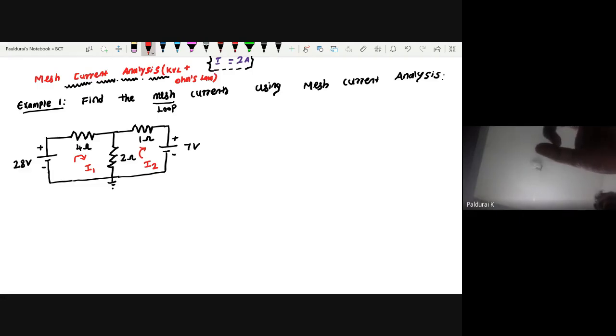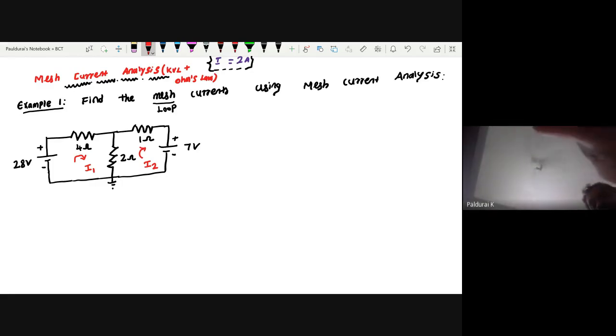In that, always go with clockwise. Okay. We will spend some more time on that. I don't want to dump everything at once. So time being, just keep it in mind: always take the loop current as clockwise. Okay. So I1 and I2 are taken. So we want to calculate I1 and I2. That's it. Okay. What should we do? First take loop 1.